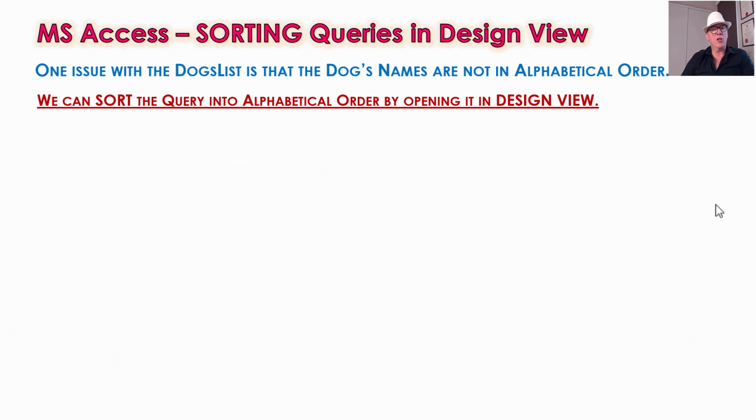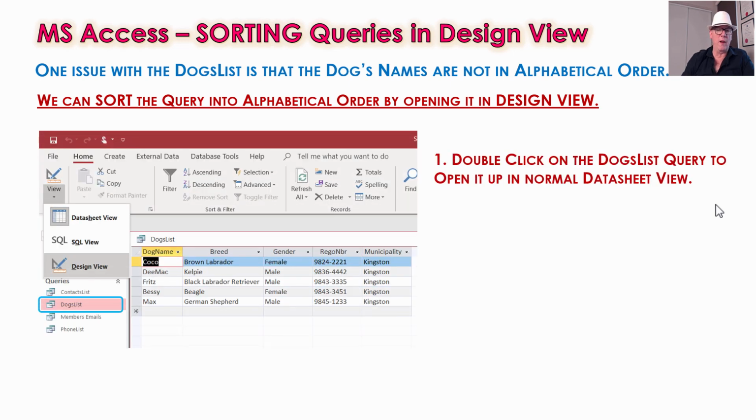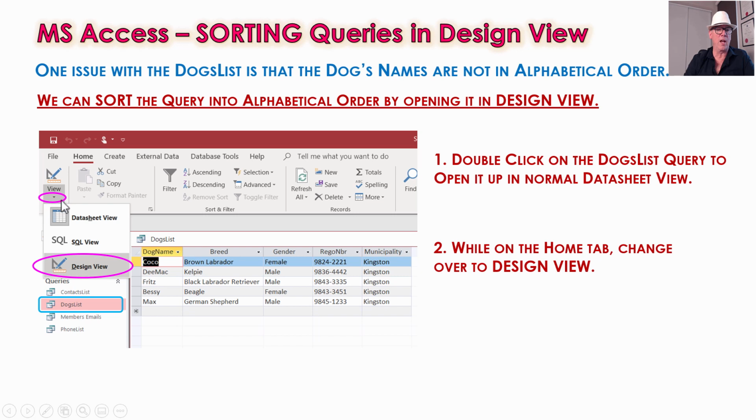Okay, now one issue with the dogs list is that the dogs' names are not in alphabetical order. If you have a close look at that, see Bessie here. Bessie should be up the top. So we need to just make it into alphabetical order. Now to do that, we have to start using design view. So double click on the query to open it up. So make sure you've got the dogs list results opened up. Then you need to go view, and you need to go to design view, okay? So you've got to use that little arrow underneath here while you're on the home tab, that little arrowhead, and get into design view.